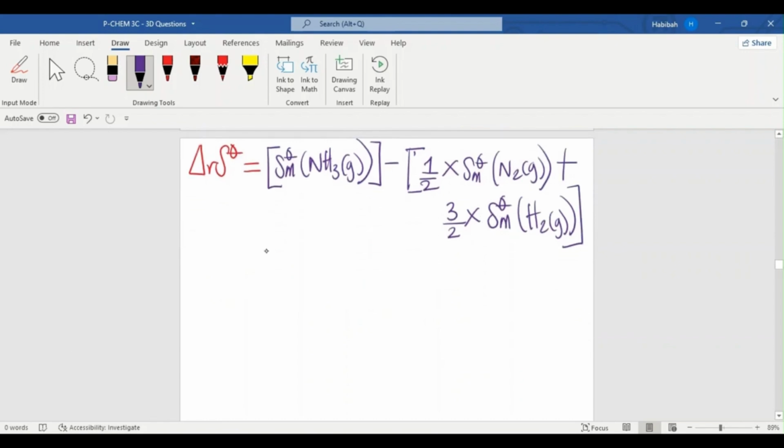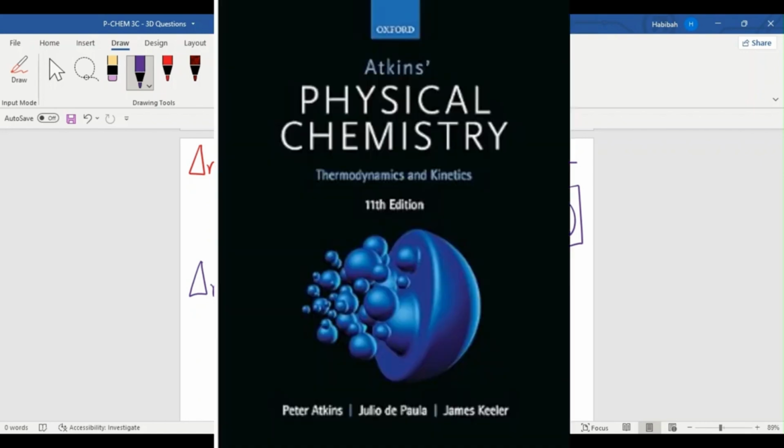Now, the next thing you do after all of this is simply substitute. And for those of you who don't know, all I've been doing on my physical chemistry playlist is simply questions from the physical chemistry Atkins 11th edition textbook.